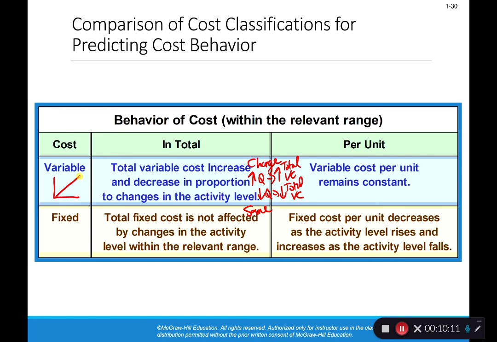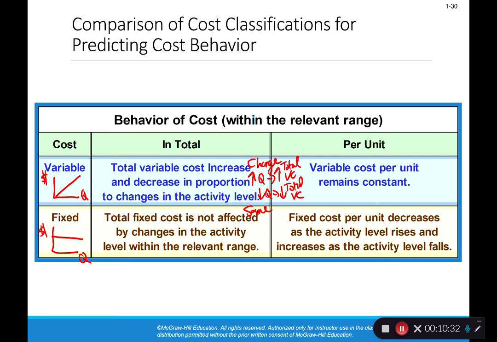So here's a picture of a variable cost. It's going to change in direct proportion to changes in quantity. So that's dollars. This is quantity. And then our fixed cost in total is going to look like this, just a flat line. Doesn't change within the relevant range. Then everything flips when we're talking on a per unit basis.